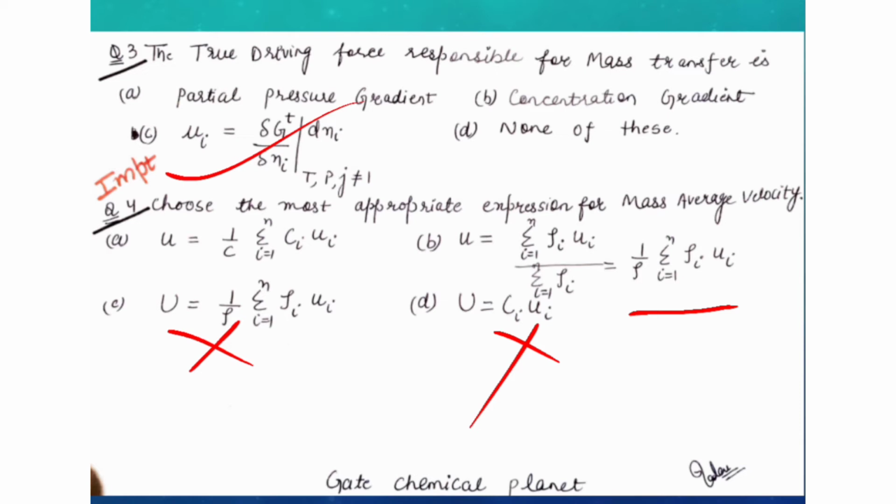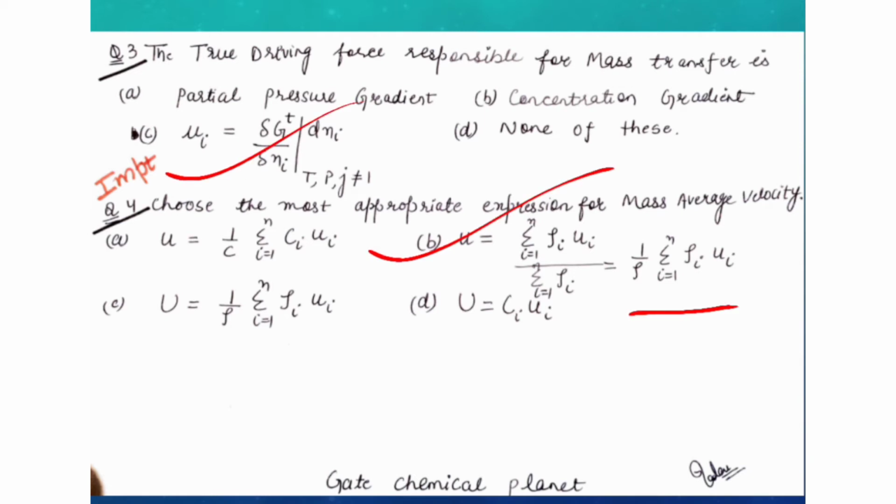Here u equals 1 upon c summation i equals 1 to n ci ui is not the correct option, because for mass average velocity the value is in terms of density, not in terms of concentration. So always remember, the correct value of mass average velocity is u equals 1 upon rho summation i equals 1 to n rho i ui. So this is a very good question for the exam.